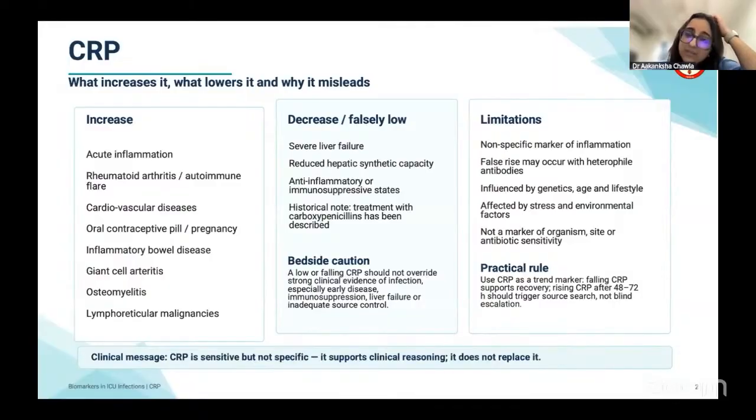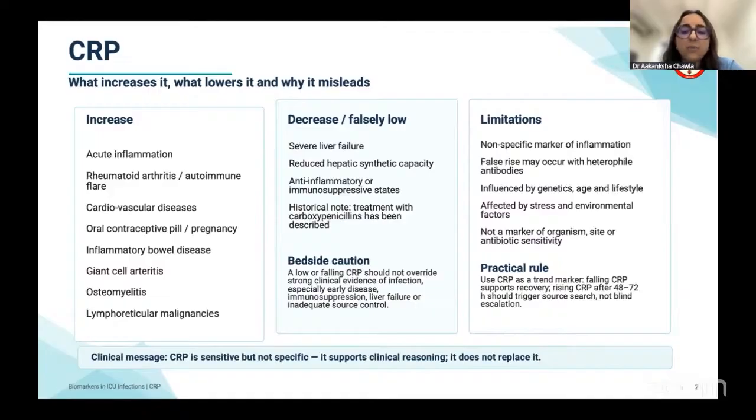Now, CRP, like I said, can rise in any acute inflammatory process, in autoimmune diseases, inflammatory bowel disease, osteomyelitis. It can decrease or be falsely low because it's produced from the hepatocytes, in severe liver failure with reduced hepatic synthetic capacity. So it's a non-specific marker of inflammation and it is influenced by genetics, age, lifestyle, even affected by stress and environmental factors. So remember, CRP is a trend marker.